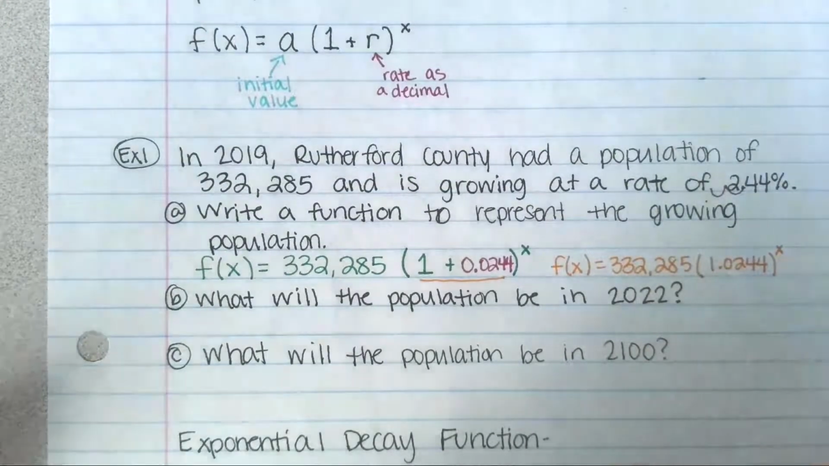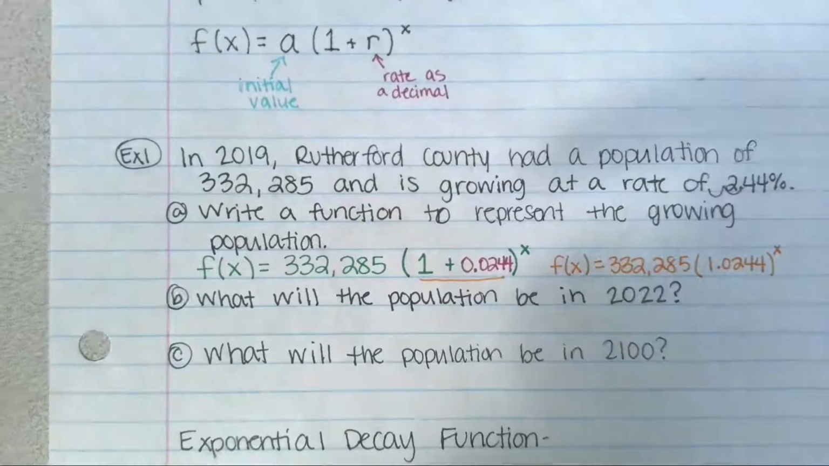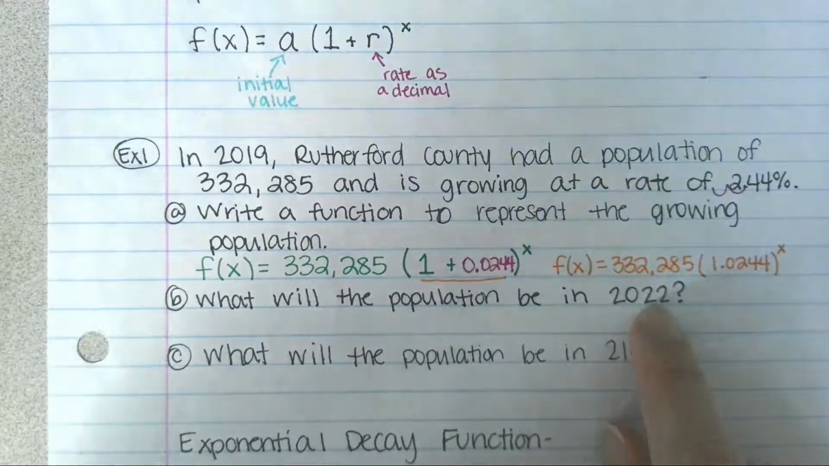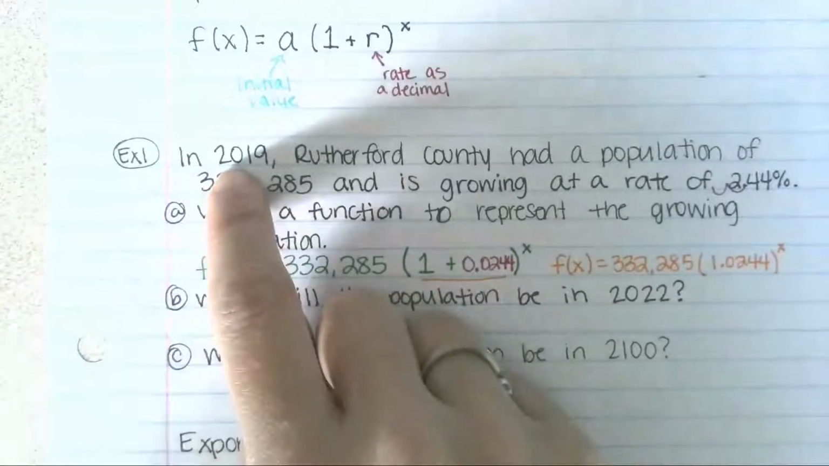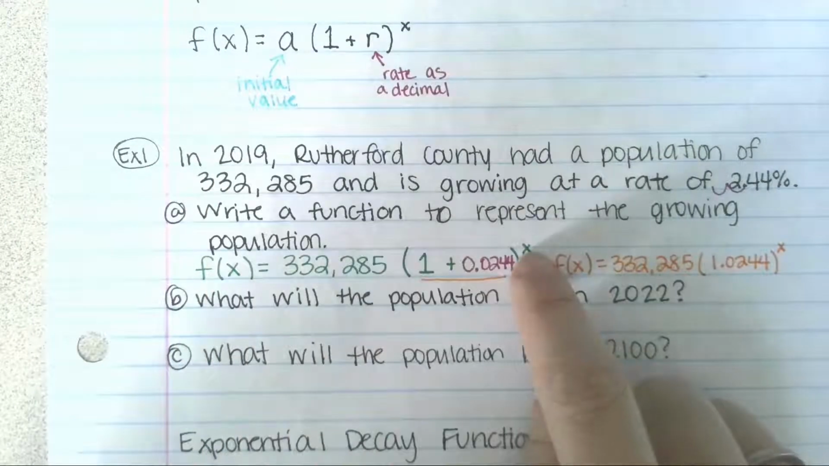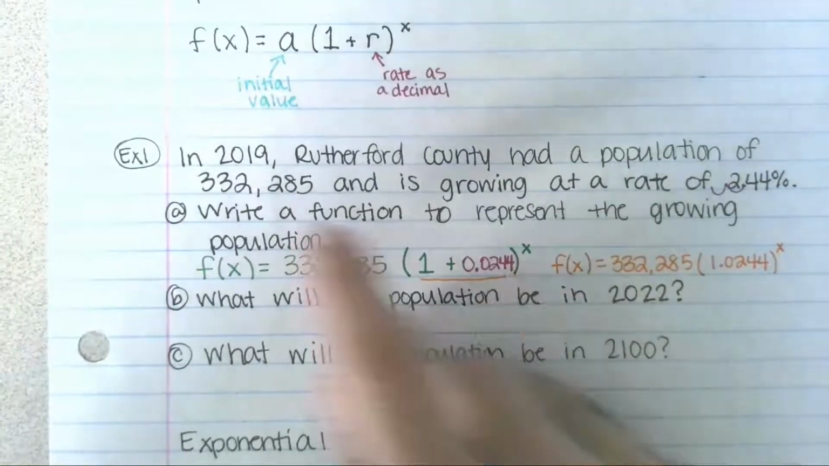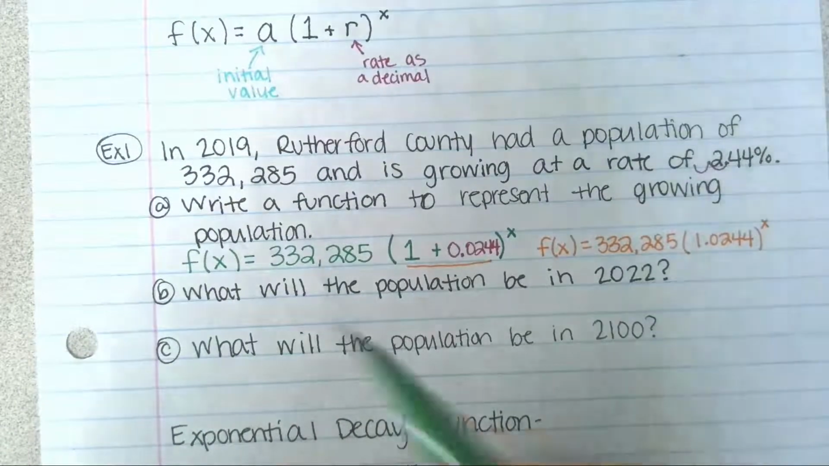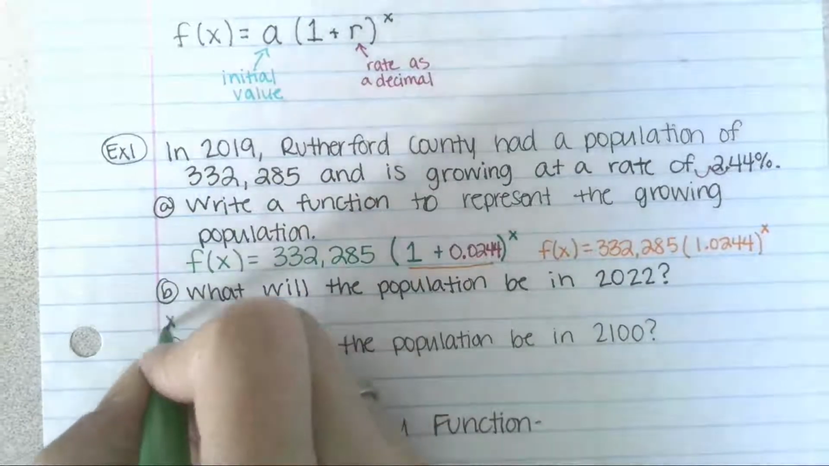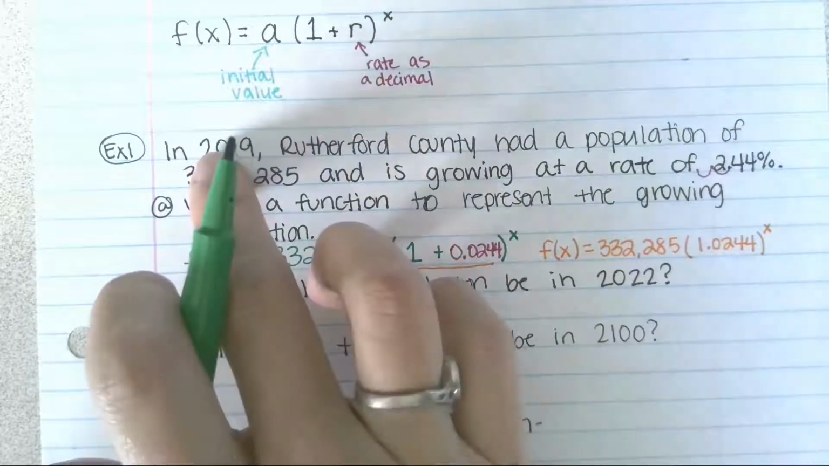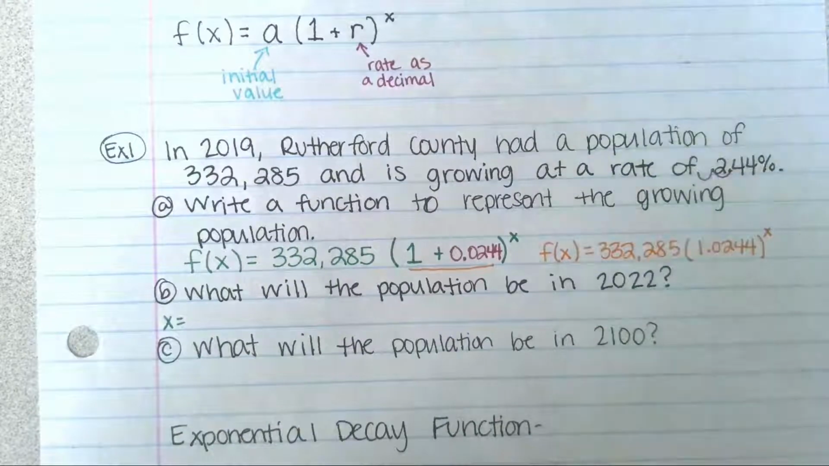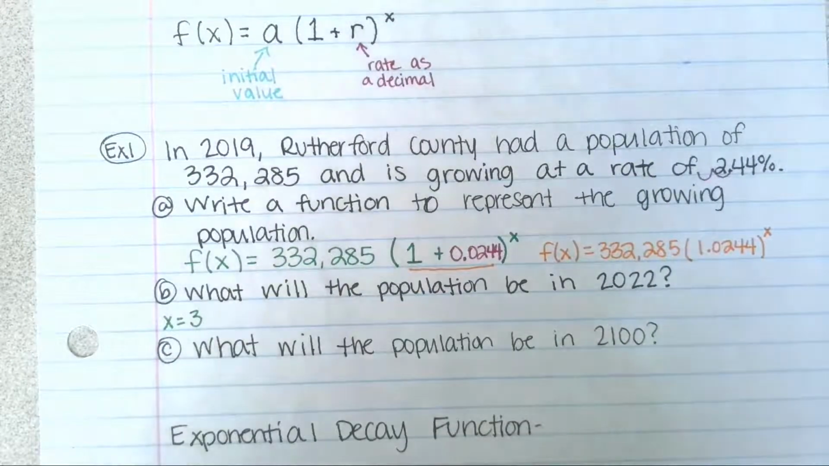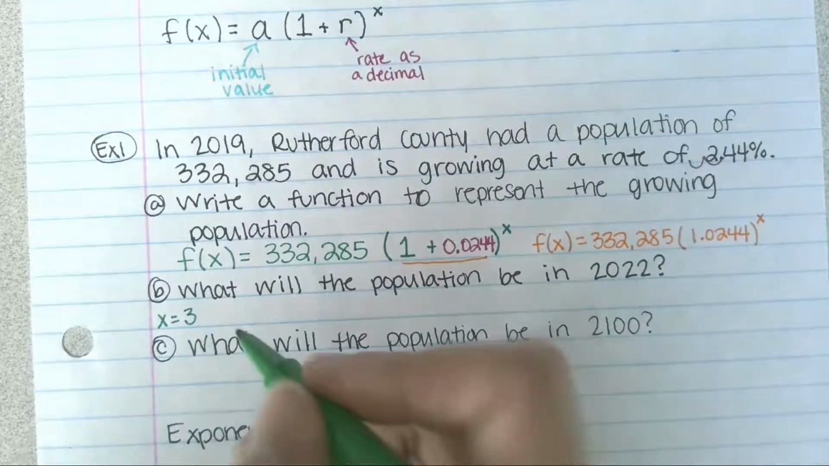Okay, for part B, what will the population be in 2022? Our word problem started in 2019. In this case, x is representing how many years since we started, which was 2019. If that represents 0, then all we have to do is take 2022 and subtract 2019 from it to figure out how many years have gone by. So it's been 3 years. So we're taking 3 and plugging it in for x.